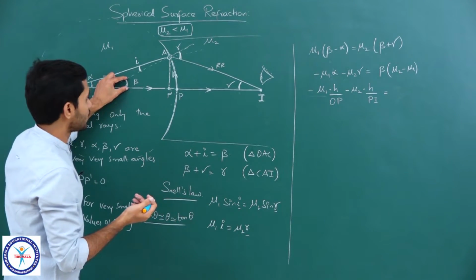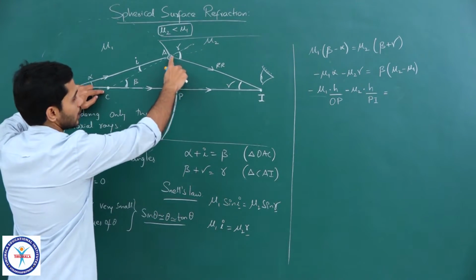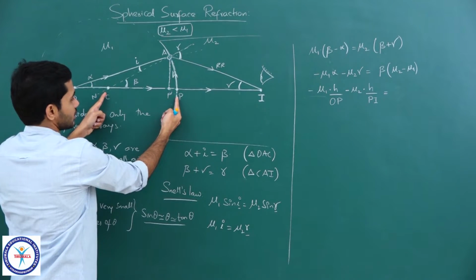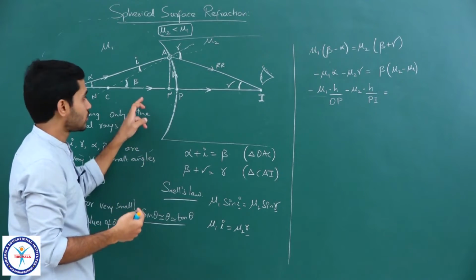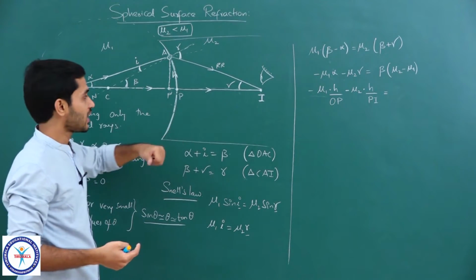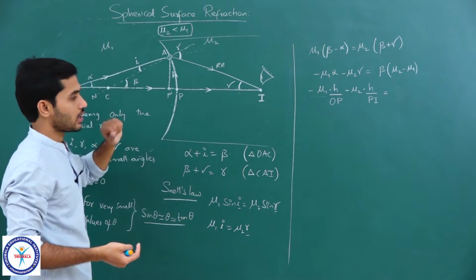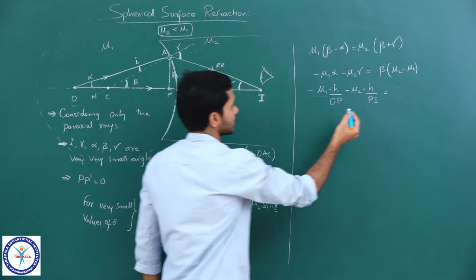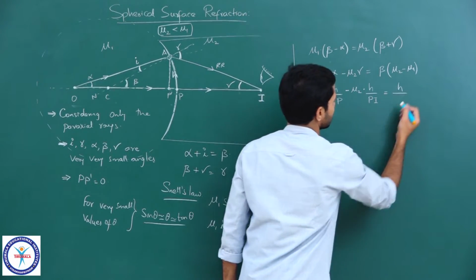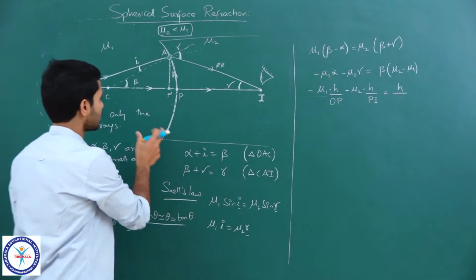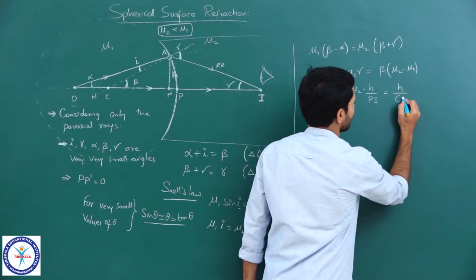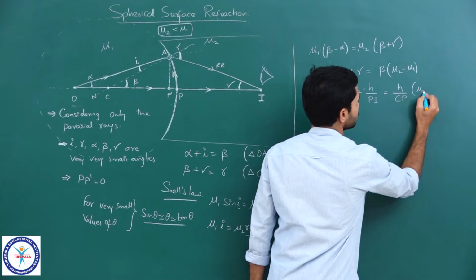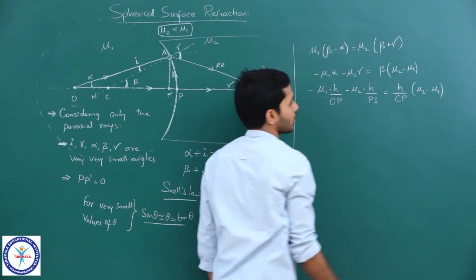So, beta means tan beta, right. So, beta is equal to h by this length. This length is R, from the center to the pole the distance is R. So, beta, which is tan beta, can be written as h by R, clear. So, I can write it as h by, I will write the length as CP. So, CP into mu 2 minus mu 1.